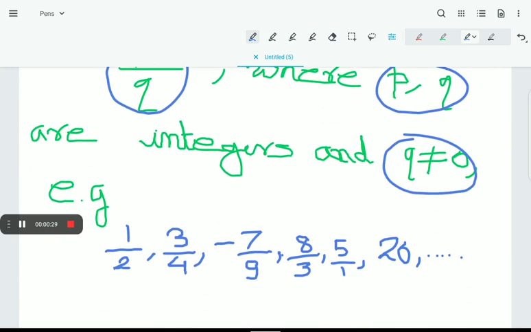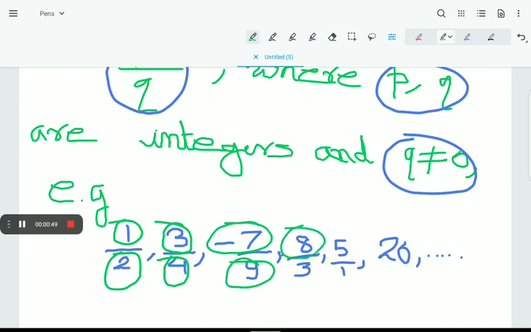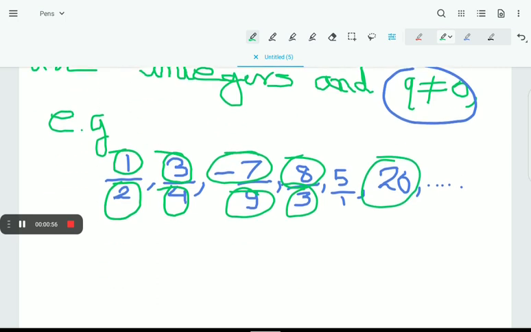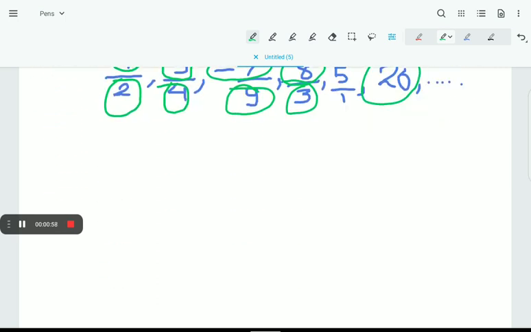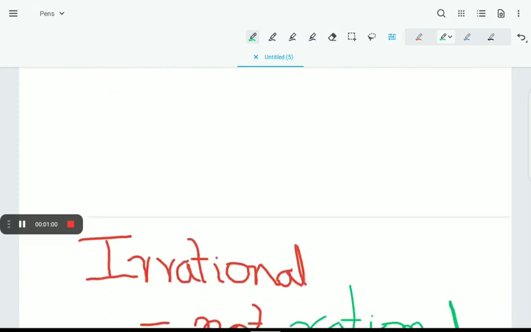Example: 1 by 2. It is of the type p by q and both are integers. 1 and 2 are integers. Another example, 3 by 4. It is of the type p by q, and so on. We have minus 7 by 9, we have 8 by 3, and also 20. That's also a rational number because it can be written as 20 divided by 1, and 20 is an integer and 1 is also an integer.